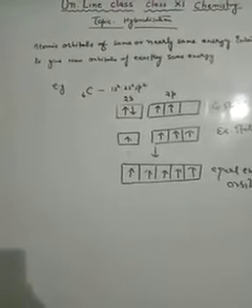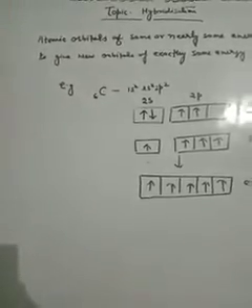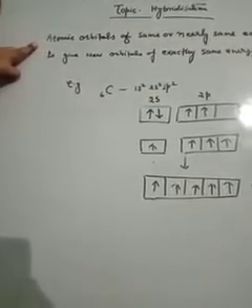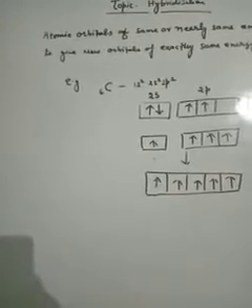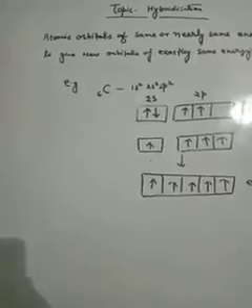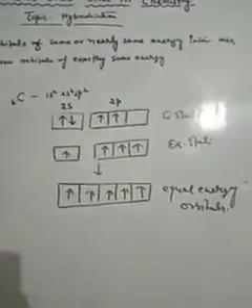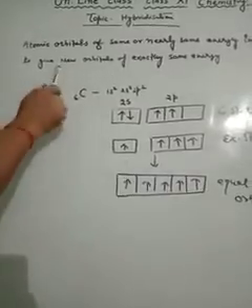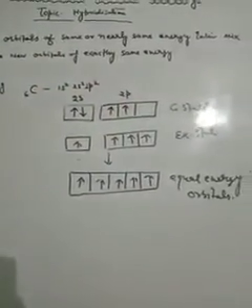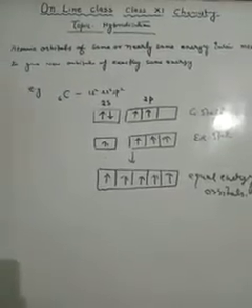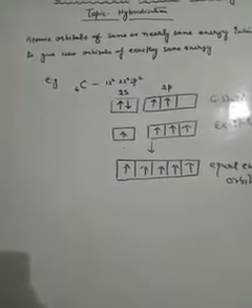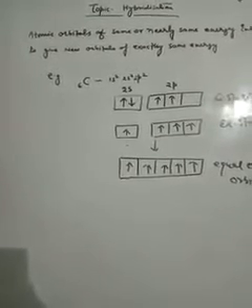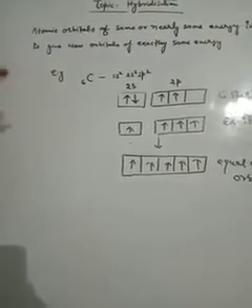Now, the term hybridization. Hybrid means mixing. The actual term hybridization, with respect to chemistry, is the mixing of atomic orbitals. When orbitals of the same or nearly the same energy mix with each other and prepare new orbitals of exactly the same energy, the new orbitals which are prepared and have the same energy, we call hybrid orbitals. It means the orbitals which are prepared have the same energy.